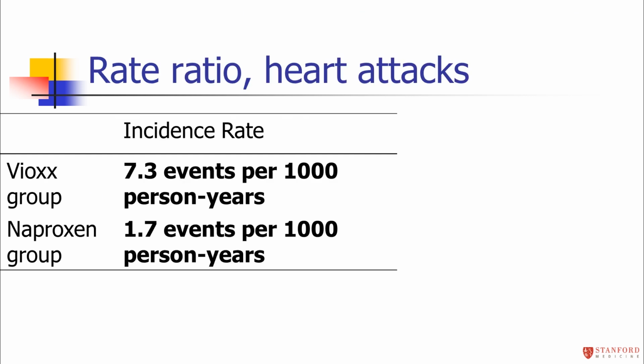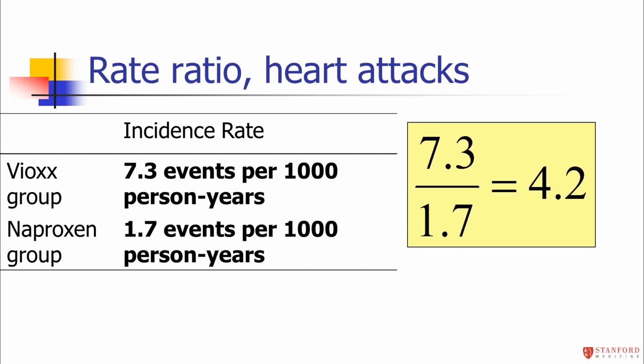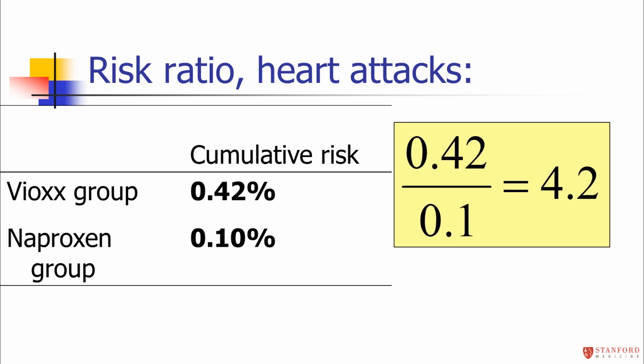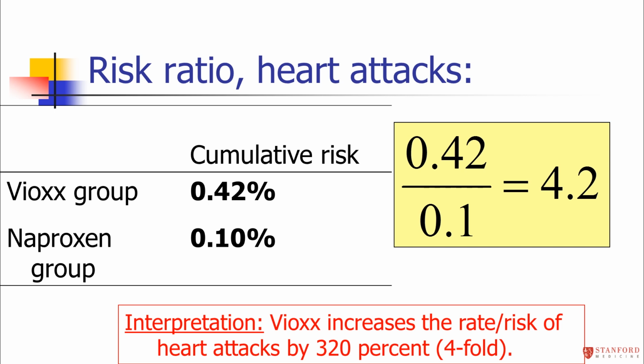Now let's move to the heart attack data from the study. What's the rate ratio going to be here? The rate ratio will be the rate in the Vioxx group divided by the rate in the naproxen group. When you do that division, it comes out to be 4.2. For the risk ratio, it's actually identical, as I said before, because the groups were followed for equal amounts of time. The risk ratio and the rate ratio are the same. How do we interpret these results? We would interpret this that Vioxx increases the rate or risk of heart attacks by fourfold, or you would say by 320%. But let's see what the authors actually put in the abstract here.